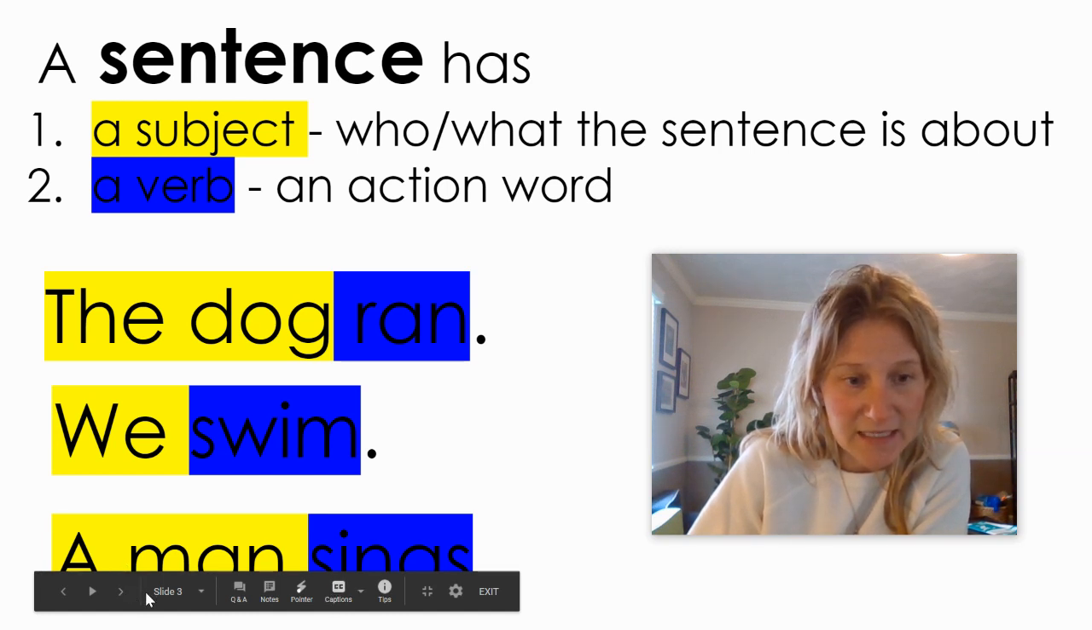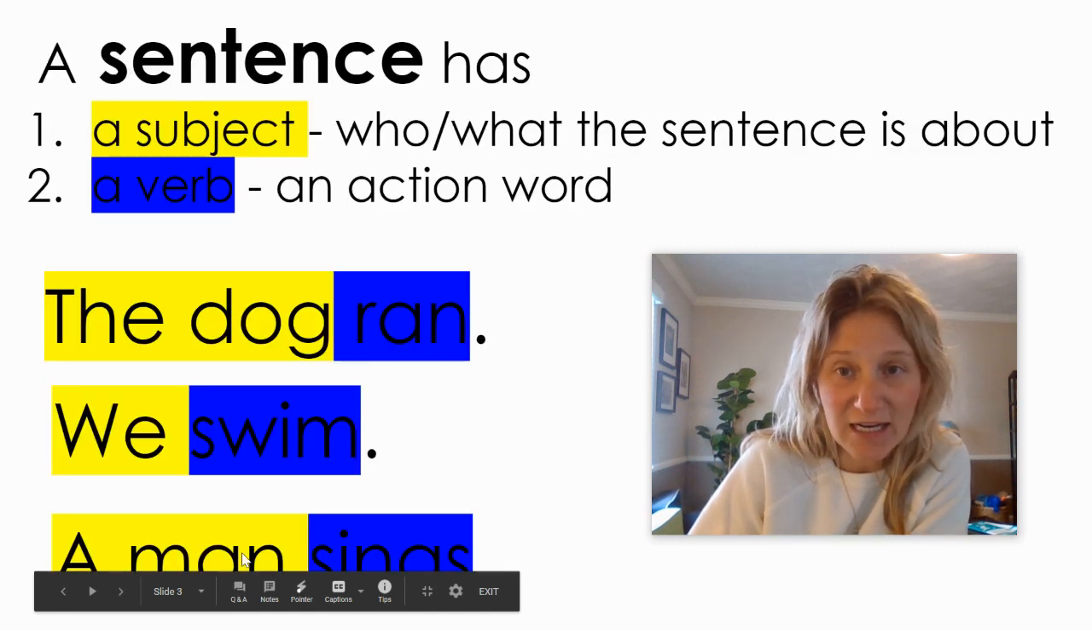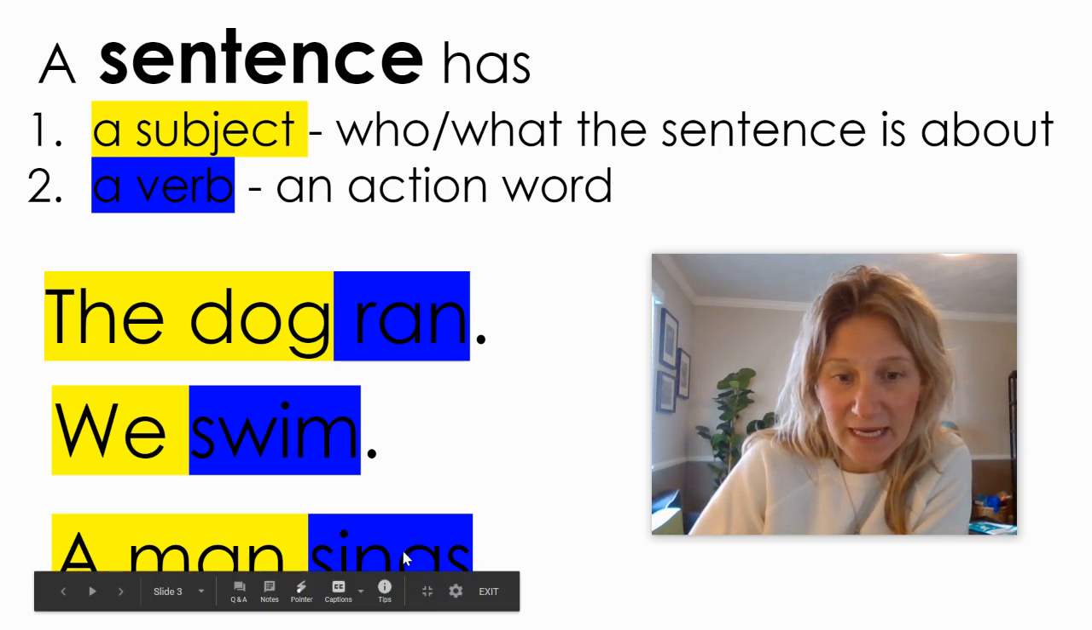A man is the subject. That's who the sentence is about. And what's the action? What is the man doing? He is singing. A man sings. Sings is the verb.